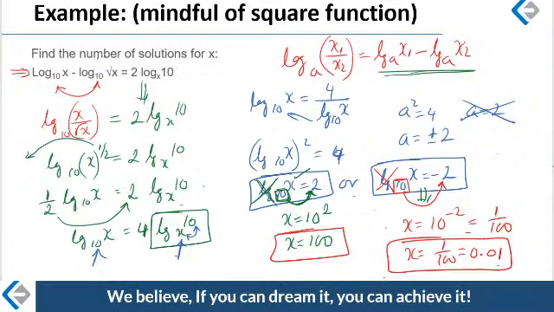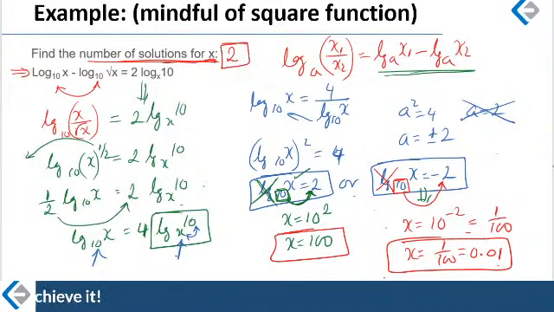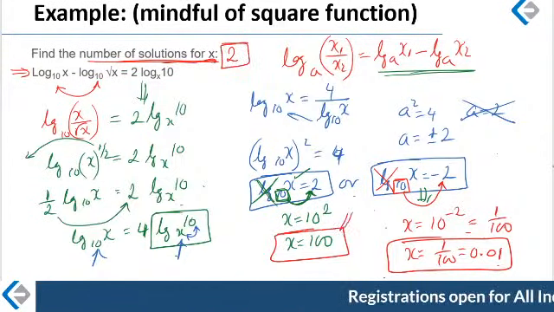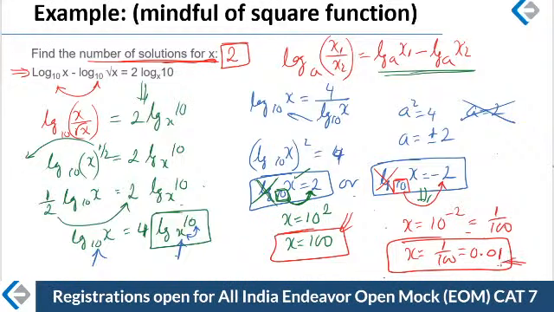That's what the author asks: find the number of solutions for x. Answer is how much? 2. There are two solutions for x. I told you already which are the two answers as well. One of the values is 100. The other value is 0.01. Simple question. For all of you, it's a pretty simple question.